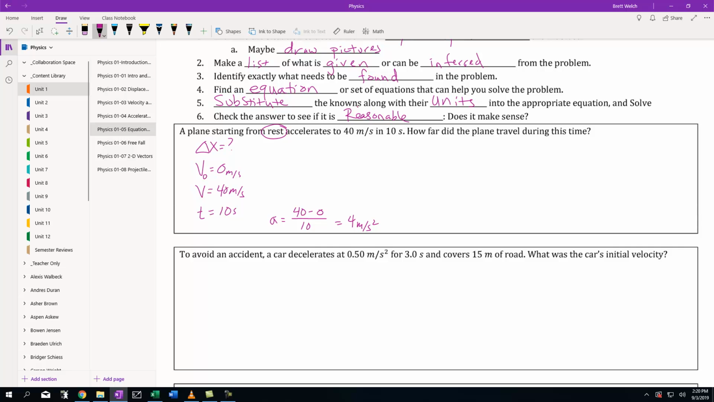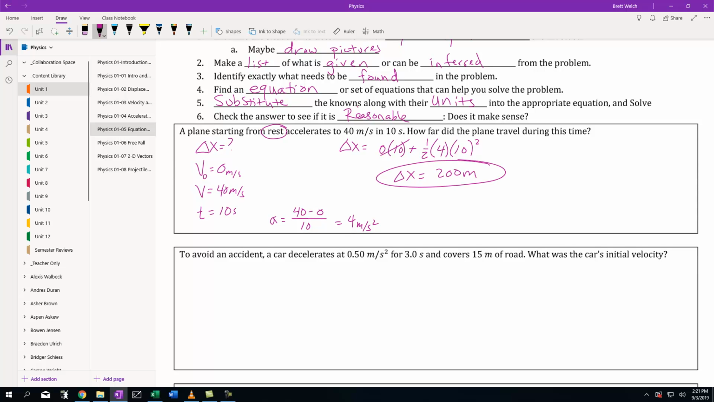Now that we have that information, we should be able to solve for delta x using this second kinematic. Delta x equals v naught, which is 0, times t, which is 10, plus 1/2 of a times t squared. So that's 0. Half of 4 is 2. 10 squared is 100. So delta x is 200 meters.